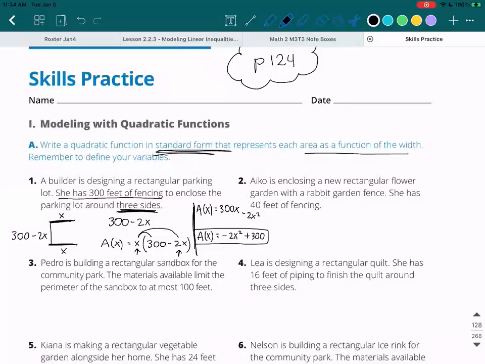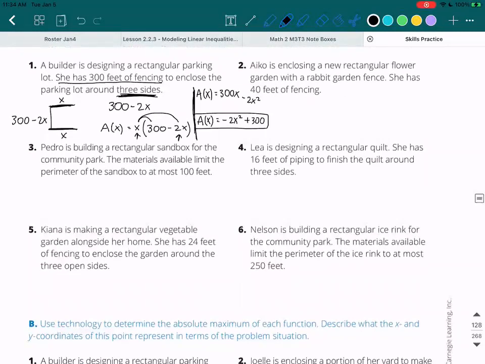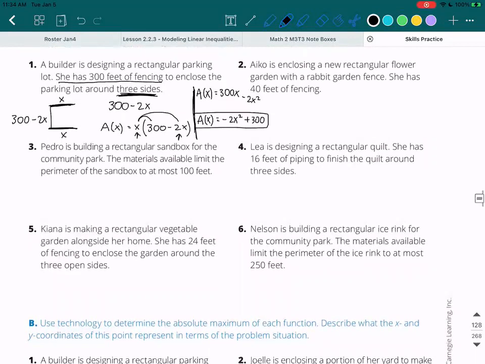Okay, so number 3, because remember we're doing all the odd ones together. So scrolling down to number 3, Pedro is building a rectangular sandbox for the community park. The materials available limit the perimeter of the sandbox to at most 100 feet. Okay, so we're going to draw this rectangular sandbox. It doesn't say 3 sides, so that means you're going to draw all 4 sides of your rectangular sandbox. And let's label one of the sides x. I'm just going to label the top part x.